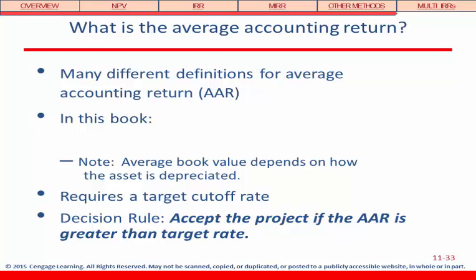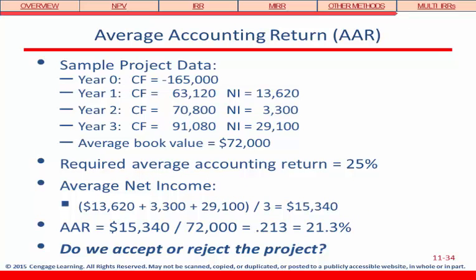The basic decision criteria rule that you're going to use in here is that if this project has an average accounting return that's greater than the target rate, like the WACC or whatnot, then you would accept it. Okay? For example, say we have all of this data here. You've got year 0 cash flow negative 165, year 1 cash flow 63,120, year 2 70,800, year 3 91,080.